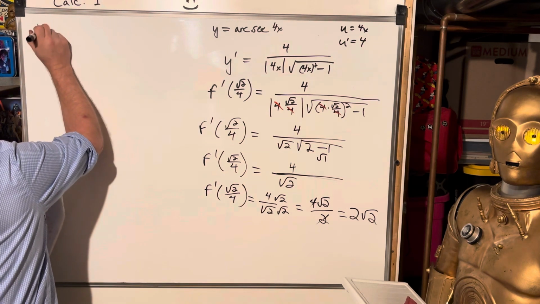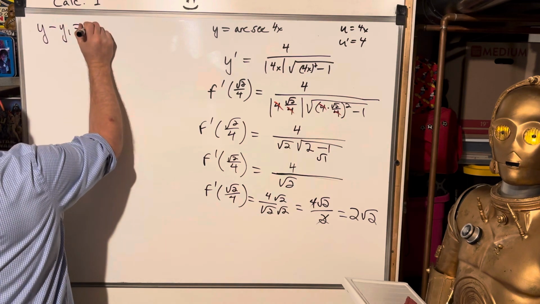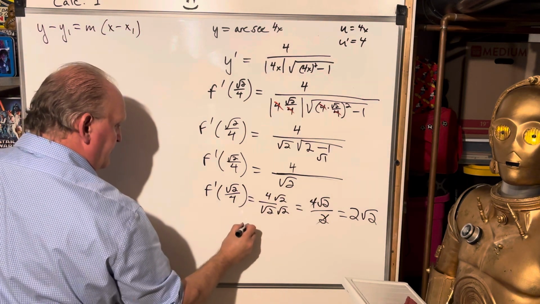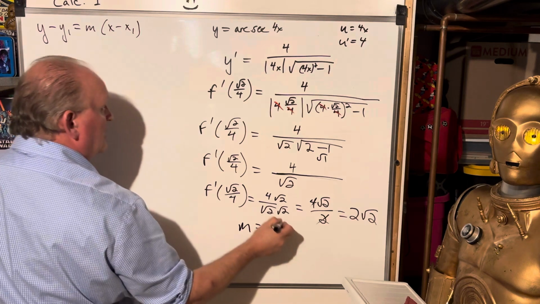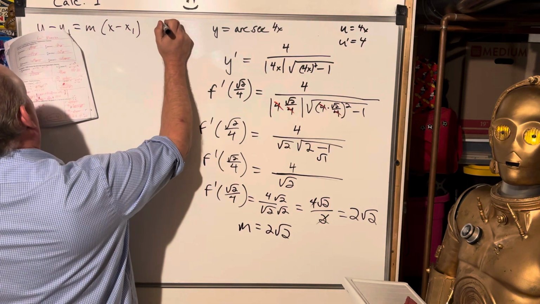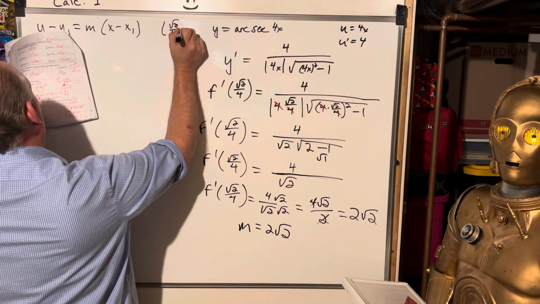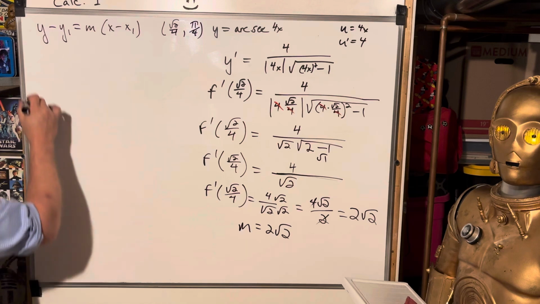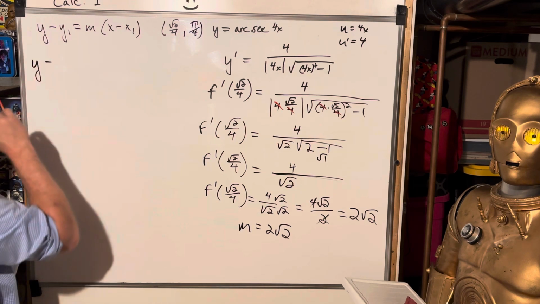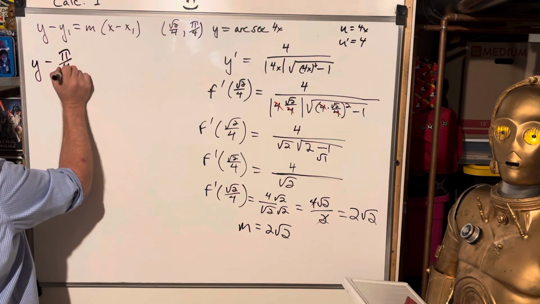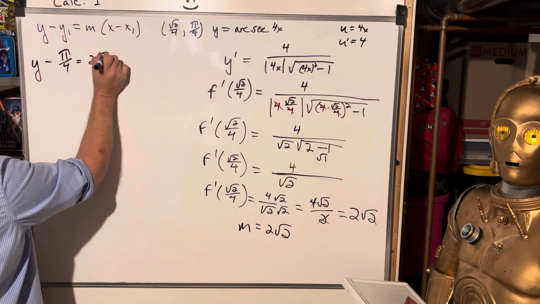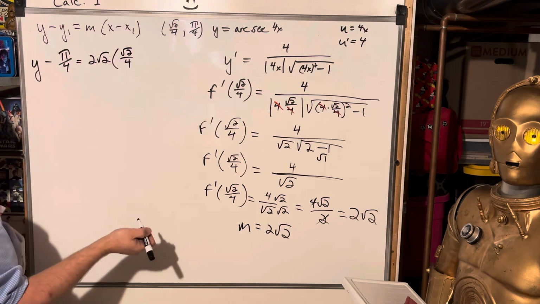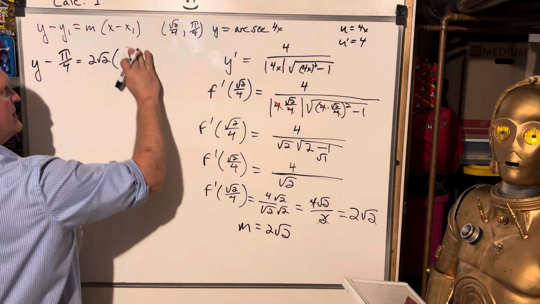So again, we did this before. We're y minus y1 equals slope times x minus x1. We've got the slope. And we've got our point given, the square root of 2 over 4, comma, pi over 4. And so now we're just going to plug and chug, substitute and simplify. Pi over 4 there, 2 square roots of 2 there, square root of 2 over 4 there. Oops, wait, we got to do x minus that.